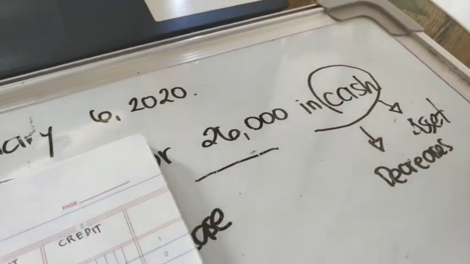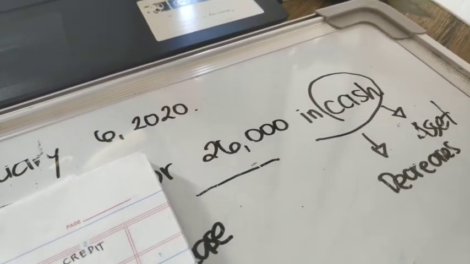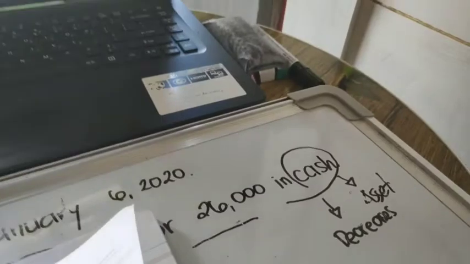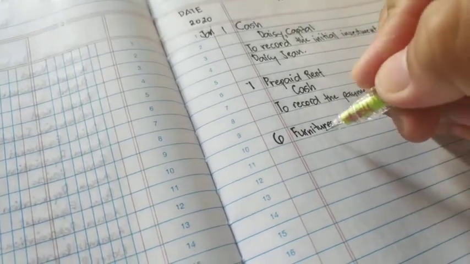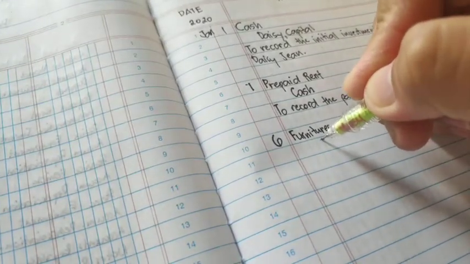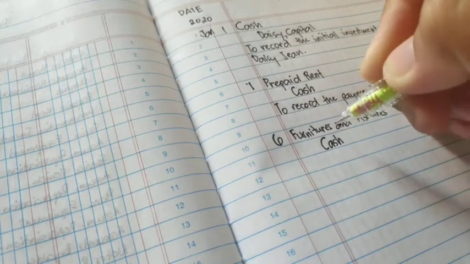Okay. Next, we go back to your analysis. The company bought office furniture in the amount of 26,000 in cash. So directly, you will use the account title cash. This is the credit side, because the cash is decreasing, you put it on the credit side.